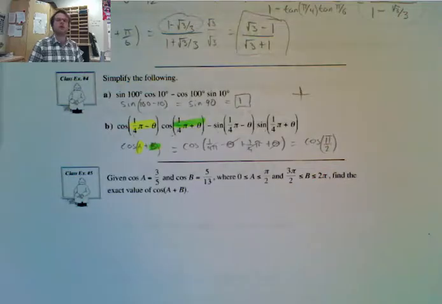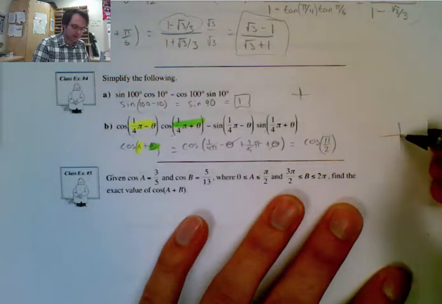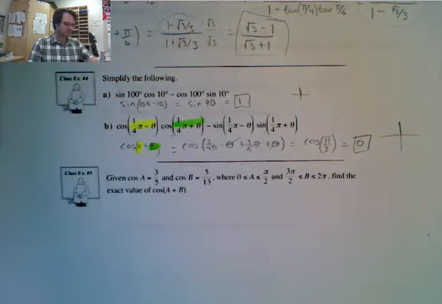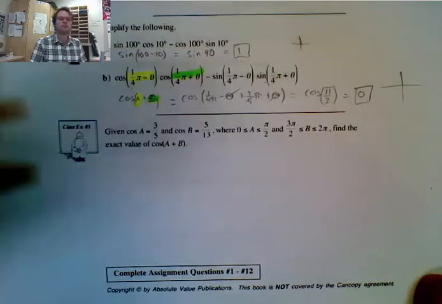So 1/4 plus 1/4 is half a pi. So pi over 2, well, that's the same as 90 degrees, so this is equal to 0. Okay? So my x value is 0 there.